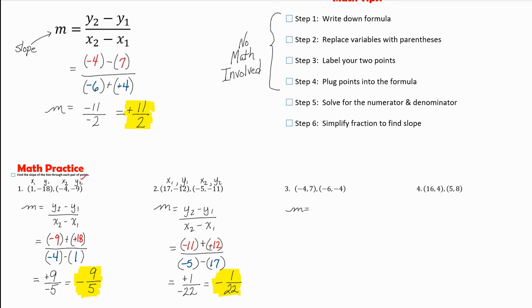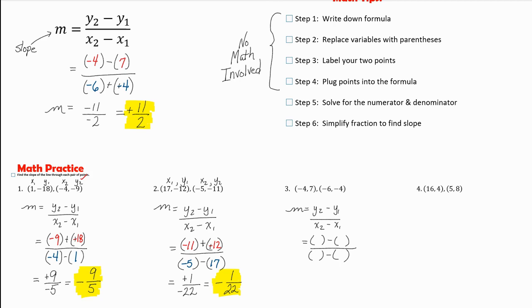Write out the formula, y sub 2. You're going to say this in your sleep. You're going to know this because on the test, you're not necessarily going to be given this formula, so it's very important that you know the formula. Let's immediately replace the variables with parentheses, keeping that subtraction sign, because if there was a negative number, we're not going to leave a negative sign out.